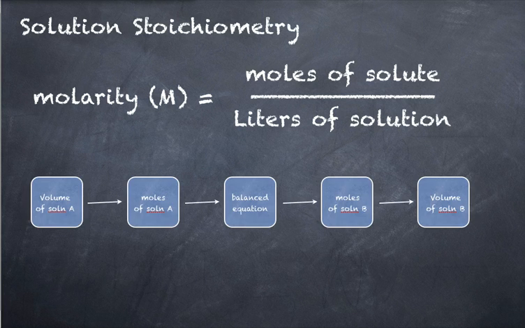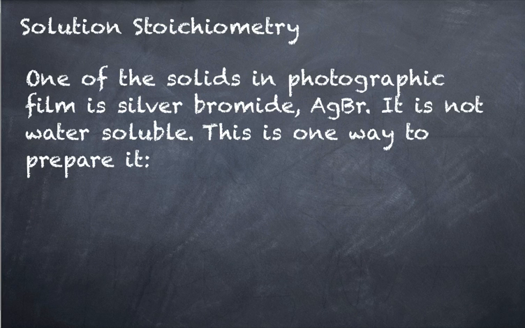So just to review what we're going to do, we're going to take the volume of something and, using the formula above, we're going to turn it into moles of that solution. Then go through the balanced equation to see what its proportion of moles to something else that we're interested in. Once we get that number of moles, then we can use this same molarity formula to turn it back into the volume of the second solution. So let's do an example.